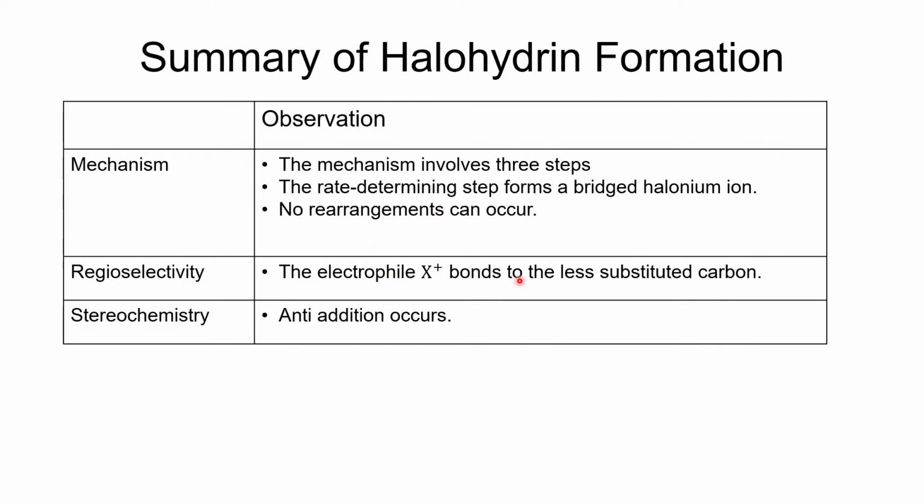The electrophile will end up at the less substituted carbon, and the nucleophile will end up at the more substituted carbon. And we do get anti-addition because of that bridged halonium ion. So now we want to look at number 28 on our in-class assignment.